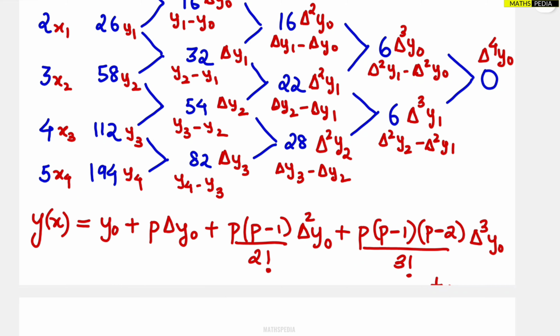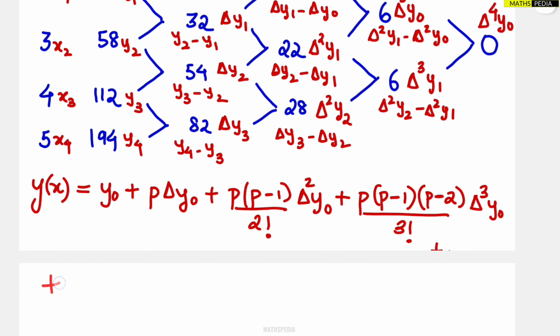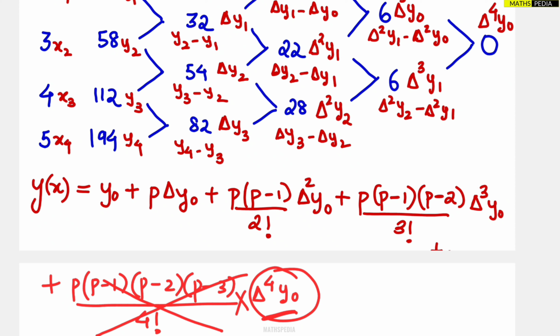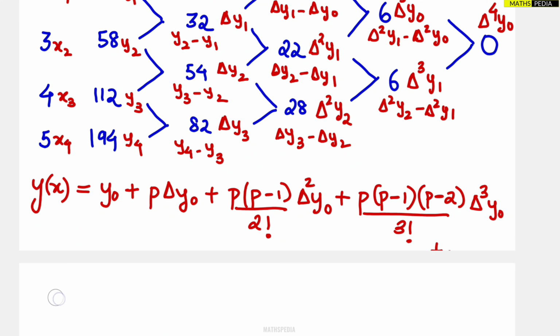Now if you write the delta power 4 also, plus will come, right? Delta power 4 term is p into p minus 1 into p minus 2 into p minus 3 divided by 4 factorial into delta power 4 y0. Here no need to write it, since this is the last value we have got. This particular value is 0 and it is getting multiplied with the other values, so the entire thing becomes 0. If I am getting 0, then cancel it out. So till delta power 3 y0, we have to write the values.